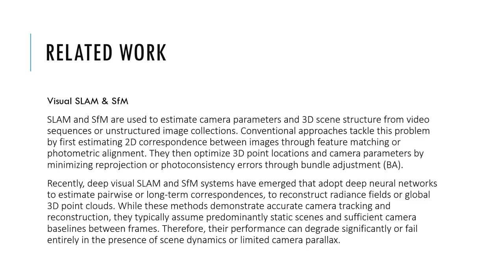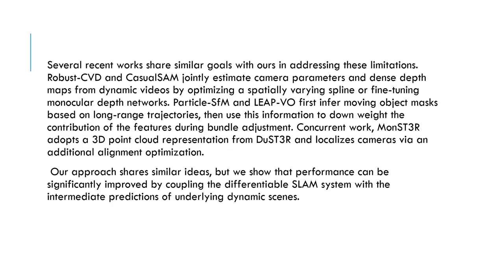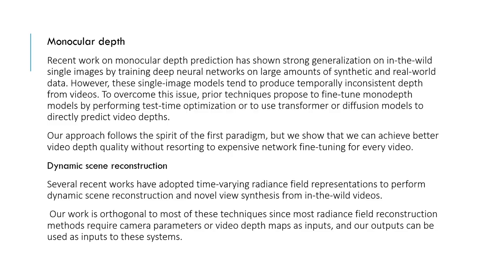Now let's talk about the related work that is needed. When constructing a 3D scene reconstruction, we need topics such as visual SLAM and SfM. SLAM is simultaneous localization and mapping, and SfM is structure from motion. These are helpful in extracting camera motion and 3D structure from videos. Next, we have to know about monocular depth and dynamic scene reconstruction.